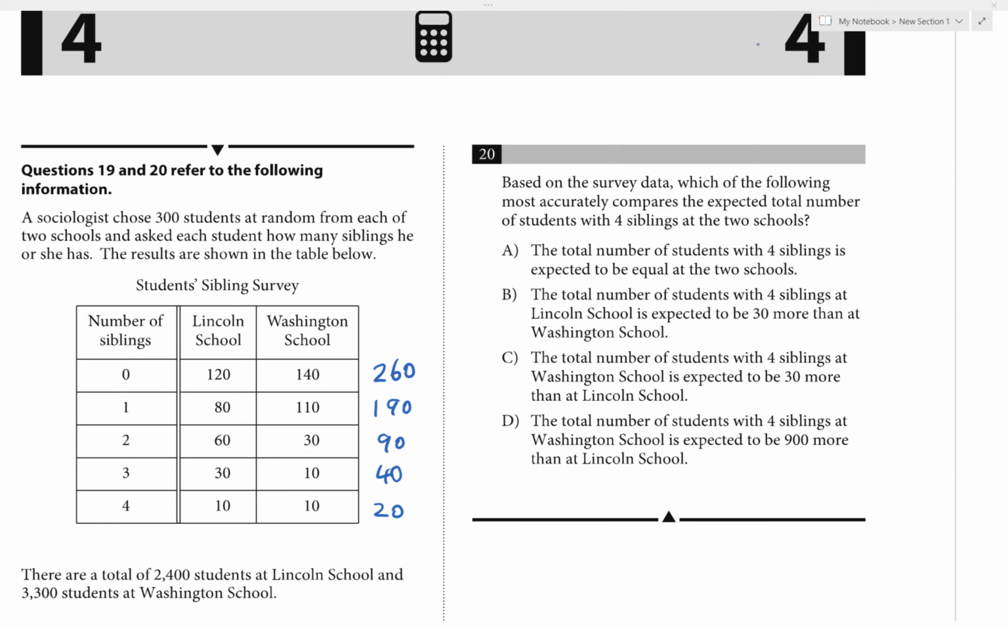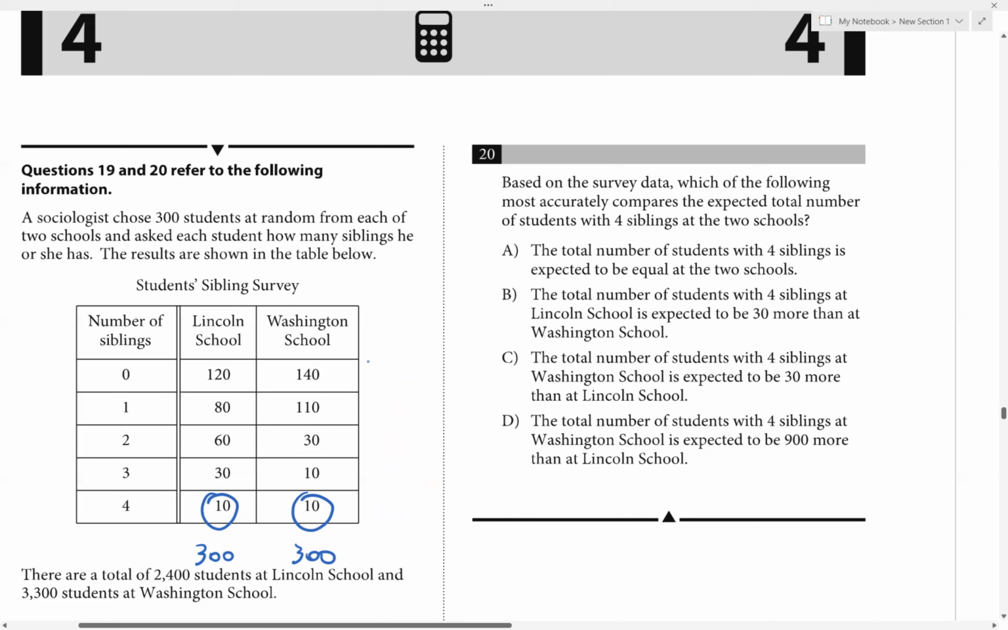If you look at the table here, it seems like they have the same number for 4 siblings. Based on the survey, we have 10 for each school, and the total for each school is 300 because we're selecting 300 from each school. So we don't need these totals for this one. We know it's 10 out of 300, which is the probability that someone has 4 siblings for both schools. That's a 1 out of 30 chance. It seems like they should be the same, right?